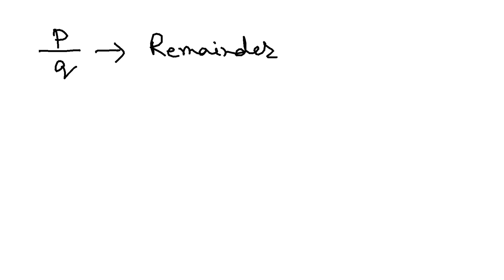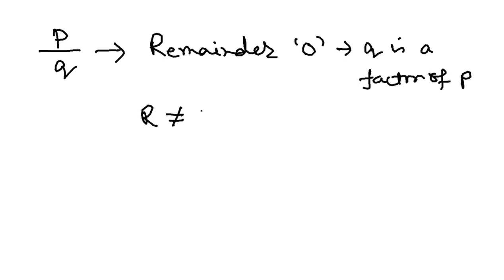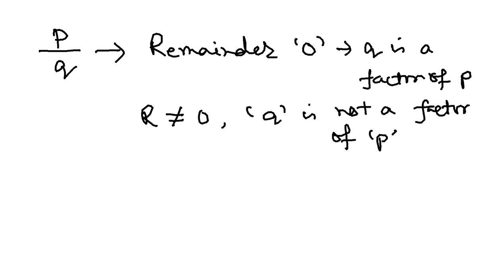So now if I try to apply this concept in terms of polynomials, if I divide this polynomial p by another polynomial, let's say q, and after division I get remainder 0, then what I can say, q is a factor of p. But if my remainder is not 0, then I'll say q is not a factor of p. I hope you're getting my point.